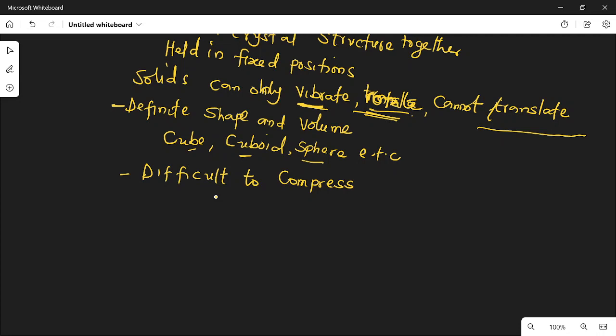Very, very important. Now I want us to understand something here. I want us to pay attention here because I want to be explaining something now for our solids.